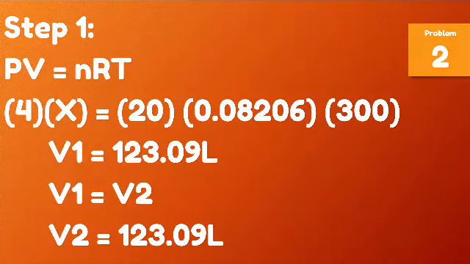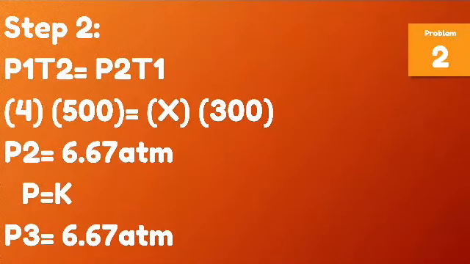To find the V1, let us use the formula PV equals nRT. 4 times X is equal to 20 times 0.08206 times 300, and it is equal to 123.09 liters, and that is our V1. To find the P2, let us use the formula P1 times T2 equals P2 times T1, and then substitute all the given. 4 times 500 is equal to X times 300, and it is equal to 6.67 ATM.